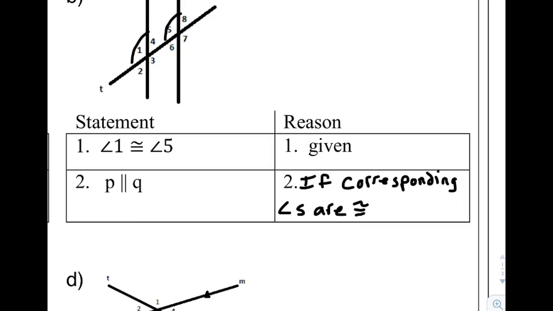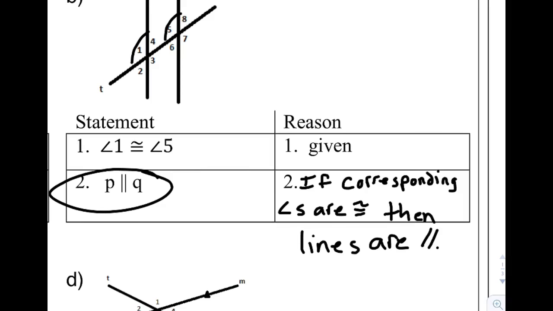You had to write out that entire idea. If corresponding angles are congruent. It's not enough just to say corresponding angles. It's not enough just to say angles congruent. You need to put it all together. If corresponding angles are congruent, then what do we conclude in statement 2? Lines are parallel. And again, we can use the symbol for parallel. We're interpreting what is told in 2 and putting that in to our reason.